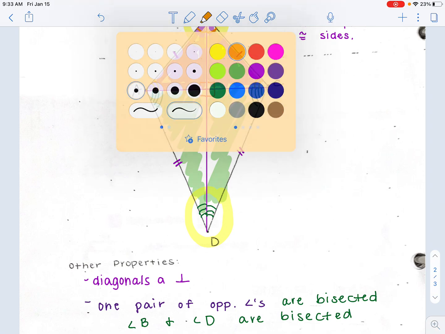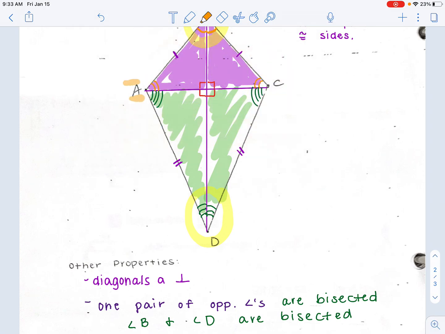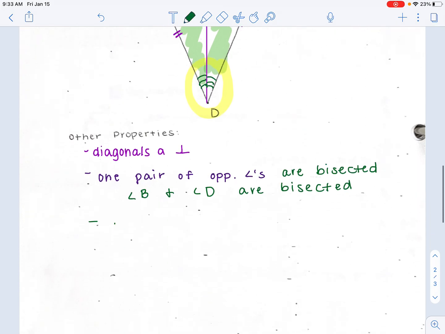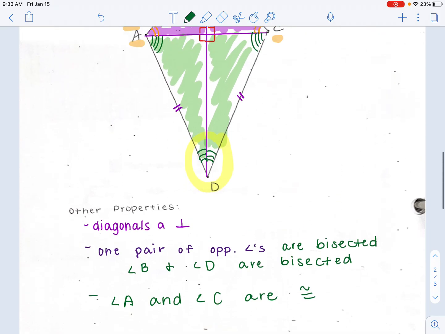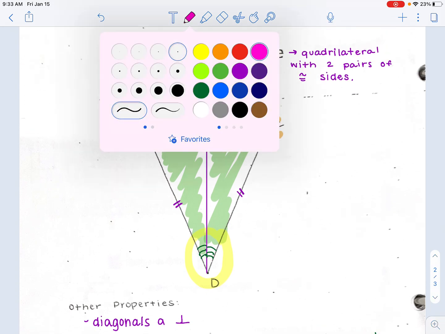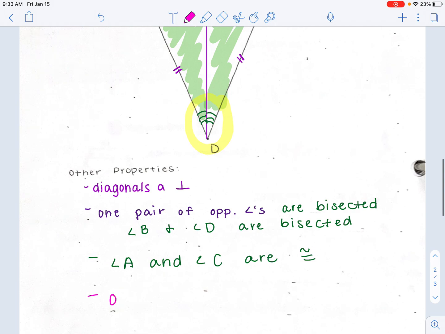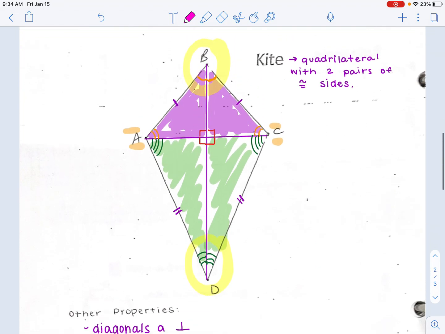But if you look up here as well, if you look at angles A and C, see how they both have an orange and a green going on there, which means they'd be the exact same measurement. So angles A and C are congruent. So only one pair of opposite angles are going to be congruent. And also the very last information here is that only one of the diagonals is going to be bisected. One diagonal is bisected.